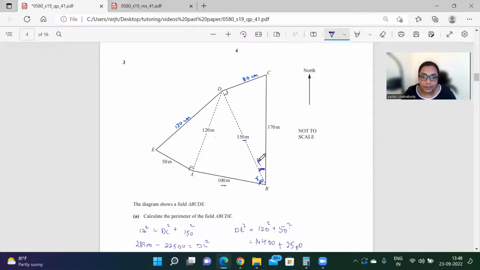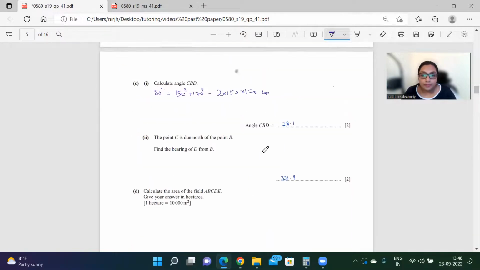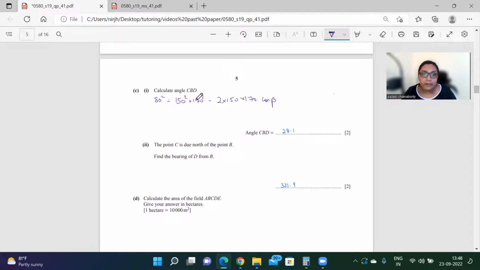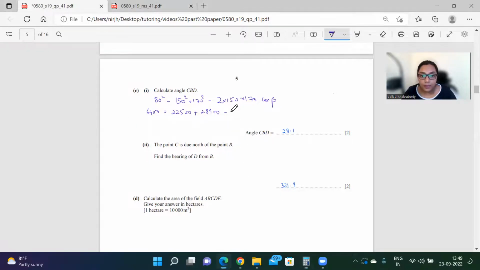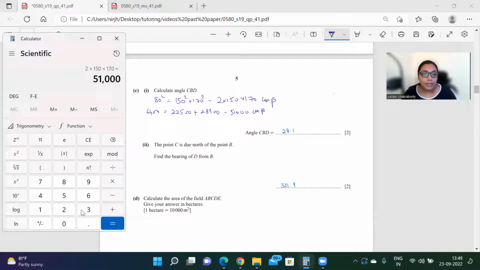Let's name it as beta. Cos of beta. We are finding that beta itself. So this becomes 6400 is equal to 22500 plus 28900 minus, so this will be 2 into 150 times 170, and we get 51,000 cos beta. Then add and subtract, what do we get? 22500 plus 28900 is equal to 51,400. Subtract 6,400 from it.